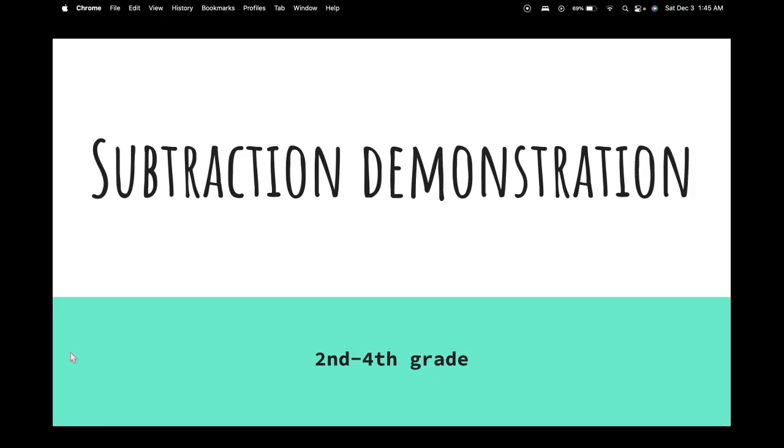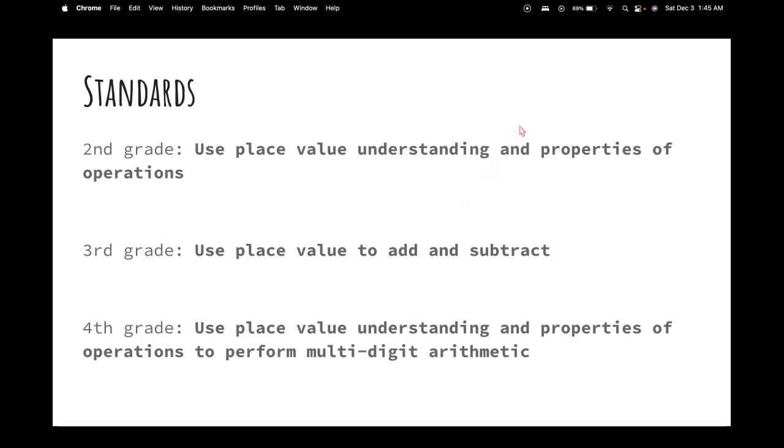Hello, and today I'm going to be discussing the subtraction demonstration of second graders through fourth graders for math problems. Here are the standards for each grade level.